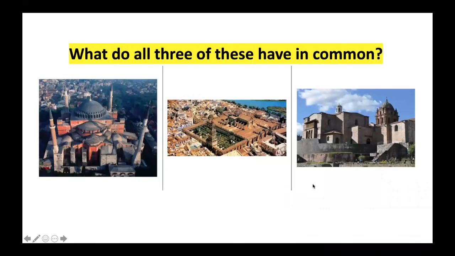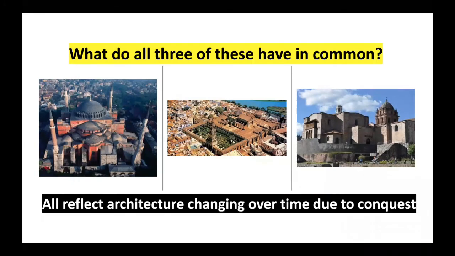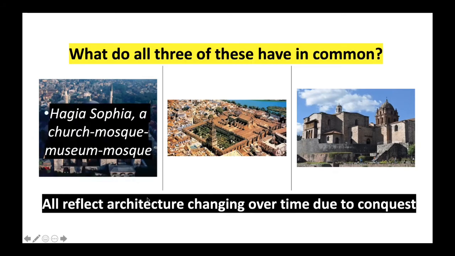All right, so we should be able to talk about and relate these three different architectural examples that we've now talked about, because these are all different examples of architecture that has changed over time due to conquest, right? It had one function, and then people came in and took over, and then it had a different function, and then maybe people came over and took over again and had another function. So you have the Hagia Sophia, which is in Constantinople, and it was Byzantine. It was built as a church, and then it was changed into a mosque, and then it was changed to a museum, and just recently became a mosque again.